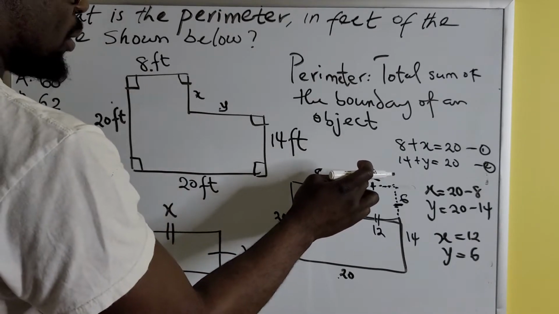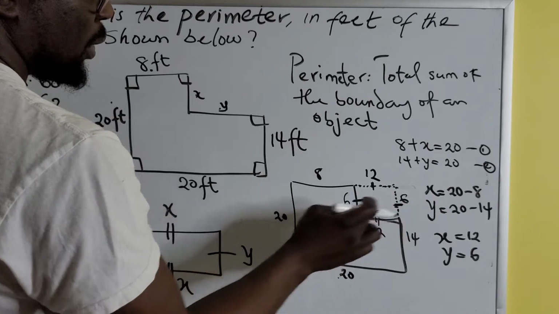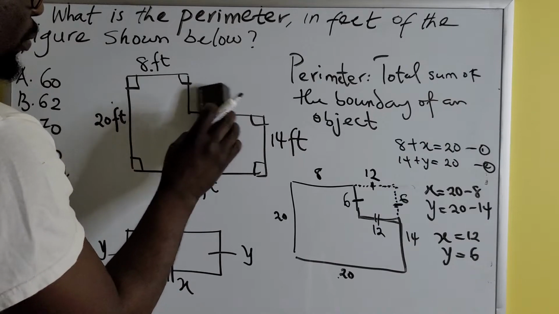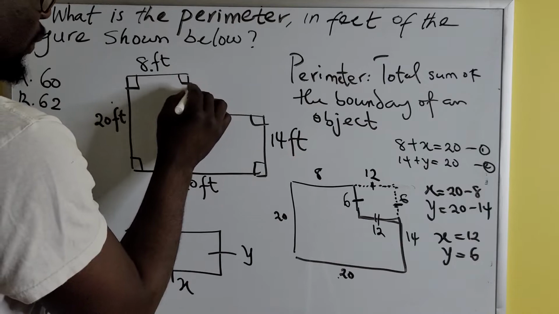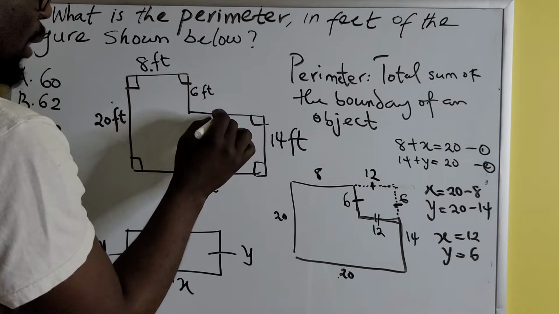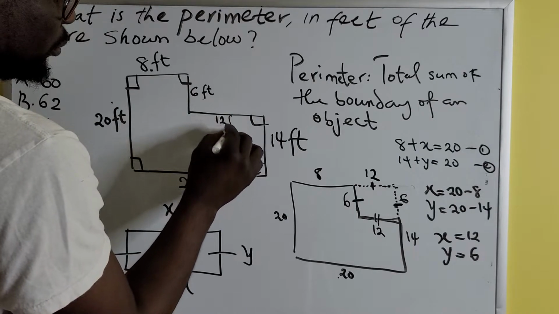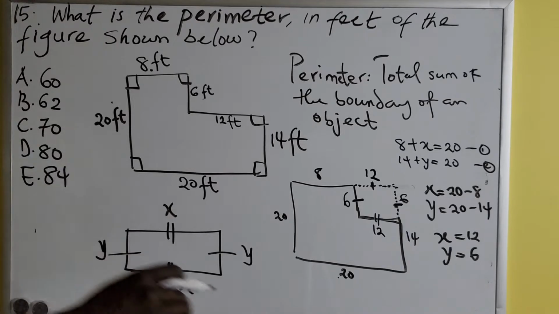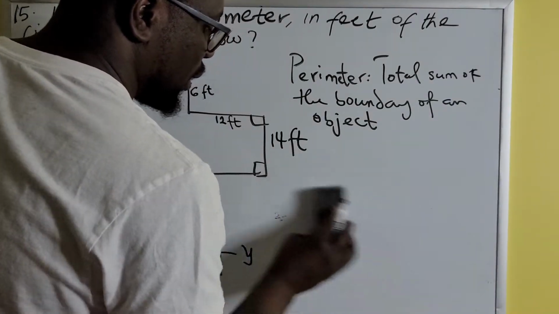So we know that this is 12, this is going to be 12, this is 6, this is going to be 6. So what does that tell me? That tells me that this right here is 6 feet and this right here is 12 feet. So now we can calculate our perimeter. To do that, just add up all the sides.